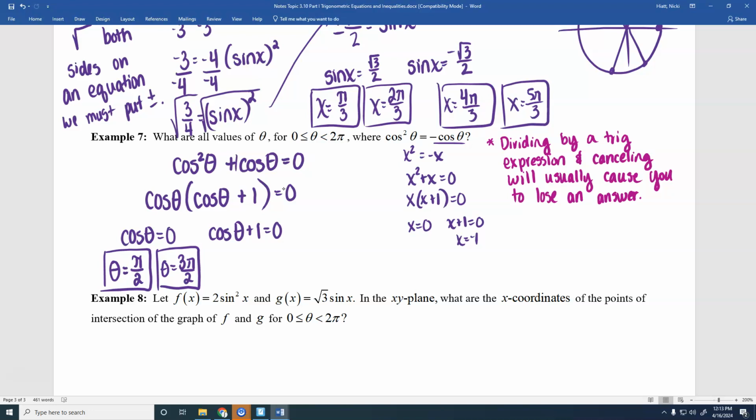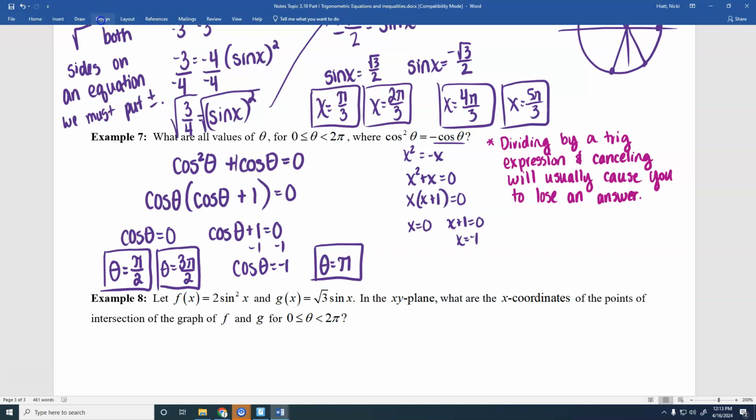Okay? Over here, what do I have to do to this second equation? Subtract that 1. Cosine of theta equals -1. Where does cosine of theta equal -1? Yes, pi. I had to think for a second there. And so pi would be the only place that happens. That is one of your answers. So you'll have 3 answers for this problem.